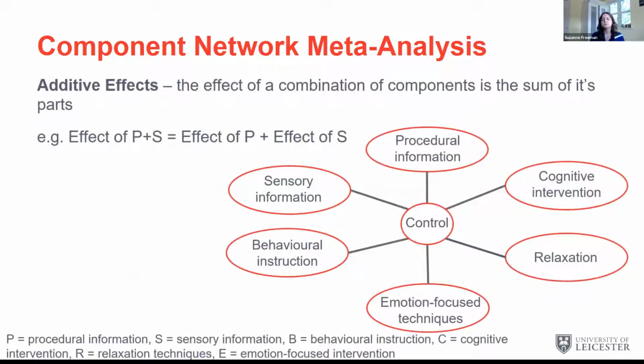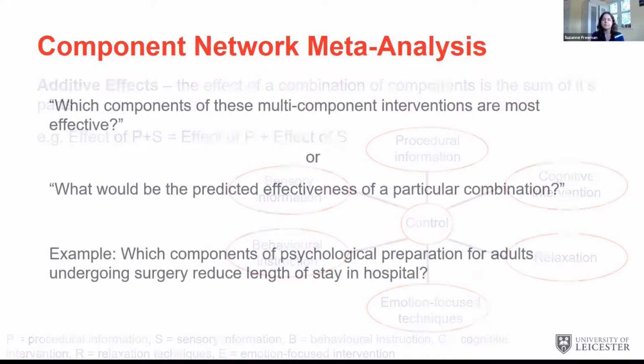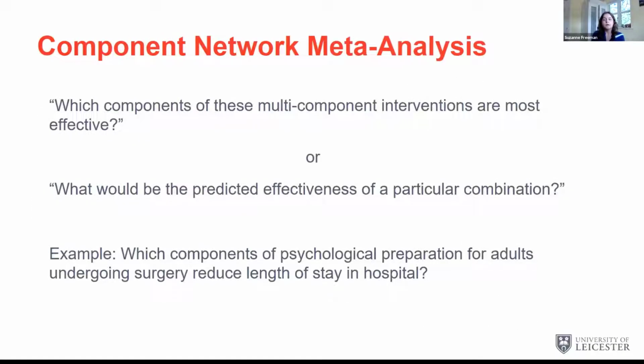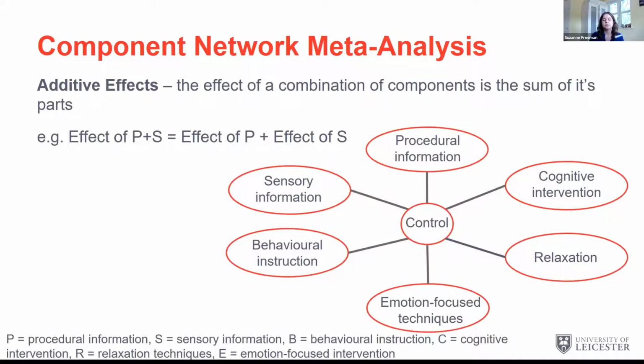So there are two component network meta-analysis models, the first of which is the additive effects model. So in this model, the effect of a combination of components is the sum of its parts. And if you think back to the network meta-analysis on this previous slide, here we're estimating a treatment effect for each unique combination of components. So we would estimate 18 treatment parameters here. And in a component network meta-analysis, we're estimating the effect of each component. So here we're just estimating 6 component parameters.